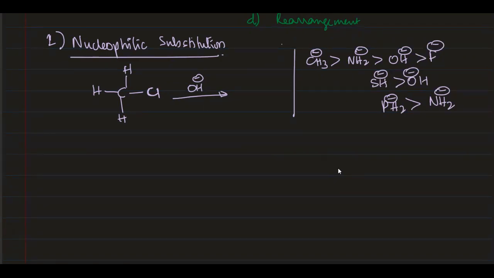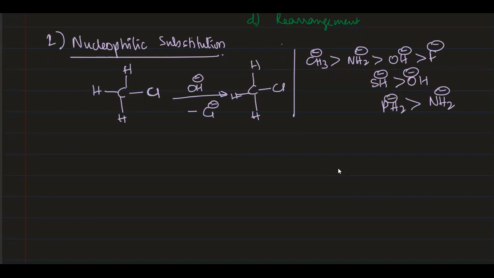Now, in presence of OH minus, what exactly happens is the replacement of a poor nucleophile, that is chlorine. So this is a nucleophilic substitution. A more powerful nucleophile, that is OH minus, is replacing the Cl minus. So minus Cl minus, here essentially Cl minus will come out.